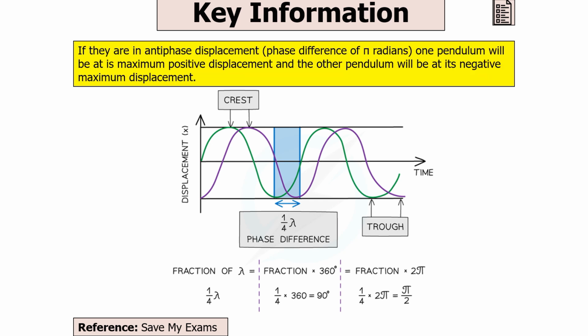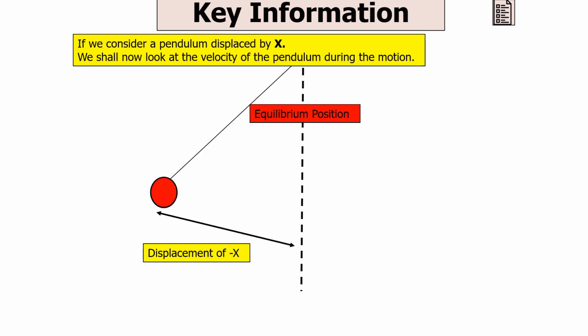If they are in anti-phase displacement, a phase difference of pi radians, one pendulum will be at its maximum positive displacement and the other pendulum will be at its maximum negative displacement. So if we go back again to considering our pendulum being displaced by x, we can now look at the velocity of the pendulum during this motion.